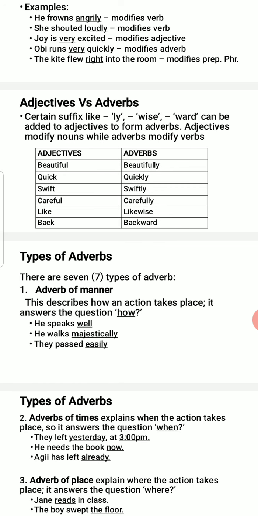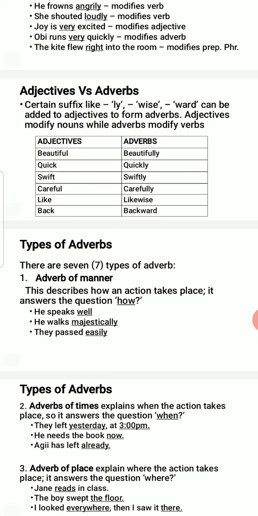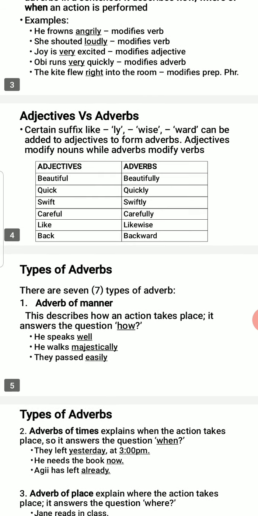Beautiful is changed to beautifully. Quick is changed to quickly. Swift is changed to swiftly. Careful can become carefully. Like can become likewise. Back can become backward when we want to turn them to adverbs. And I want to give you some more examples there that's in sentence. And I want to say, John is beautiful.